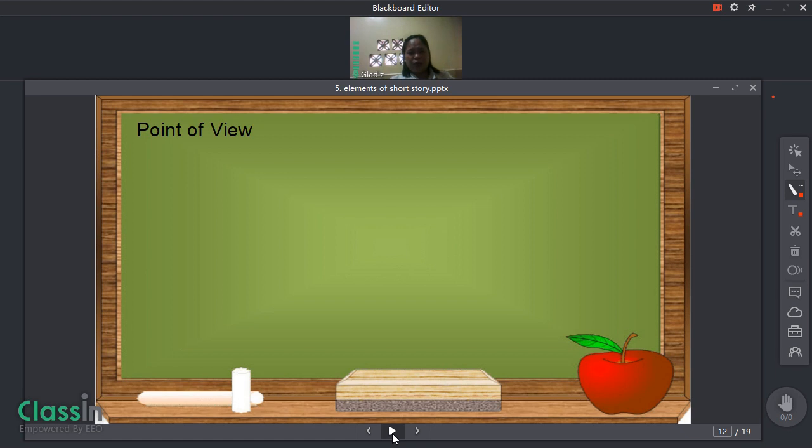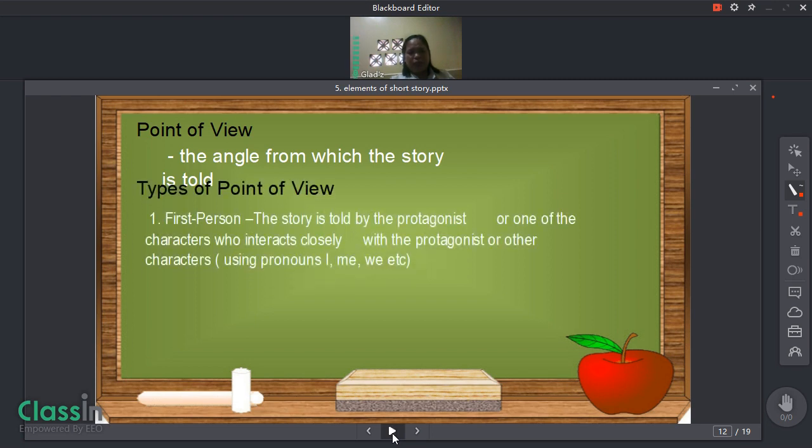Okay, it's all about the narrator of the story. It's the angle from which the story is told. In the point of view, we have types of it. We have the first person, wherein the story is told by the protagonist or one of the characters who interacts closely with the protagonist or other characters, using pronouns I, me, we, etc. So in the first person, the character is the one who narrates the story, either the protagonist, the main character, or any character from the story.